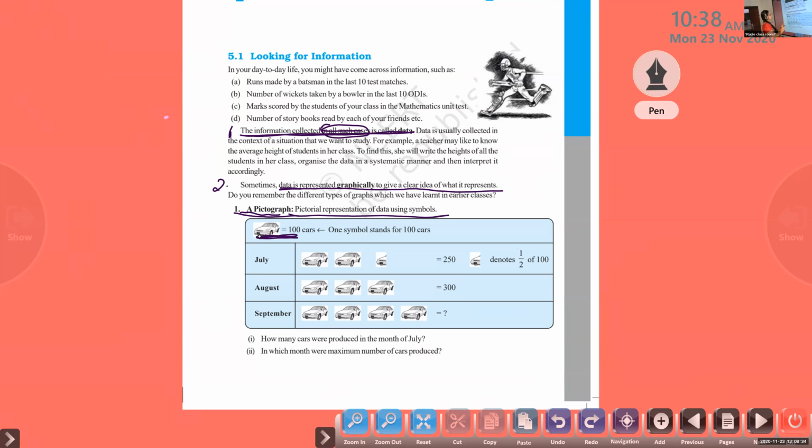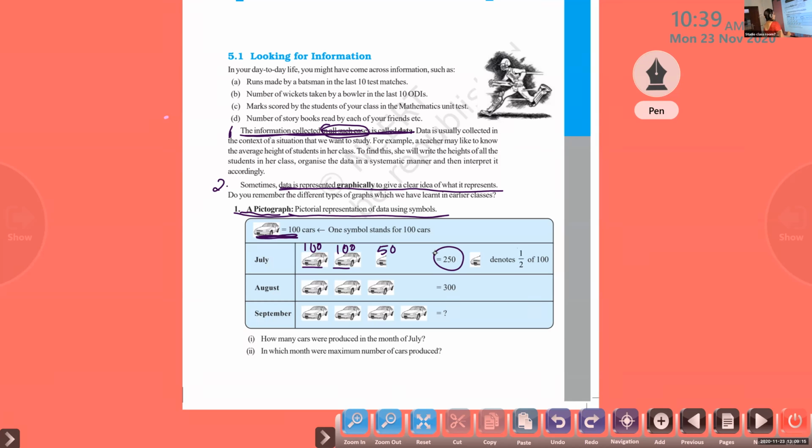So in July there are two cars and a half car. One car represents 100, so two cars represent 200. Half car represents 50 cars, half of 100. So how many cars sold in the month of July? 250. Understood how the picture represents data? Here the car is a picture. It represents 100 cars sold. So in July, 250 cars were sold.